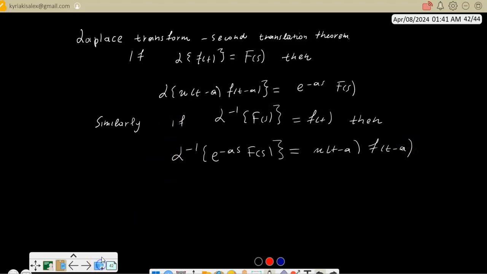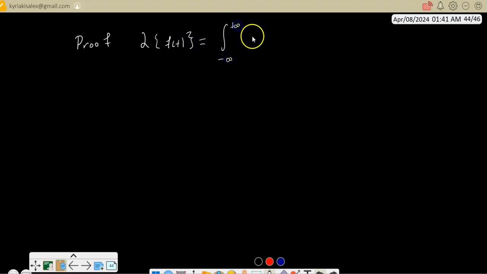We write the proof and we use the definition for the Laplace transform. So the Laplace transform of the function f of t is the integral from minus infinity to infinity of f of t e to the minus st dt.